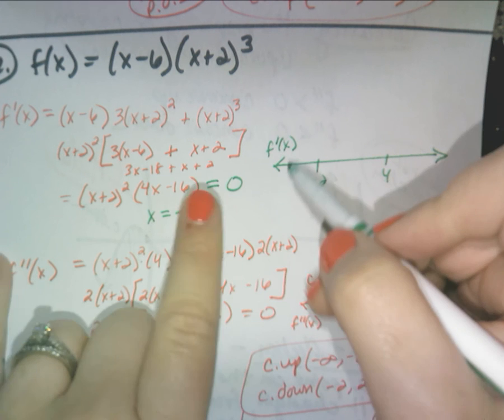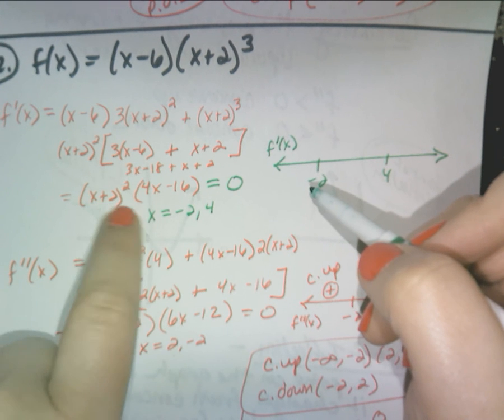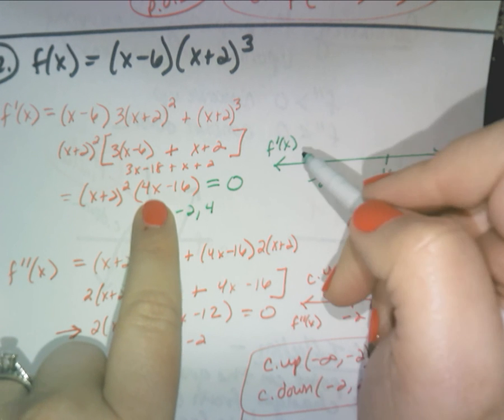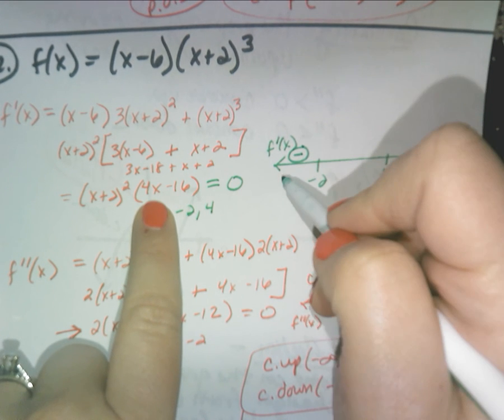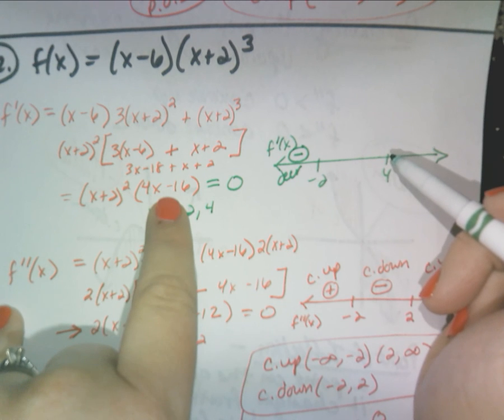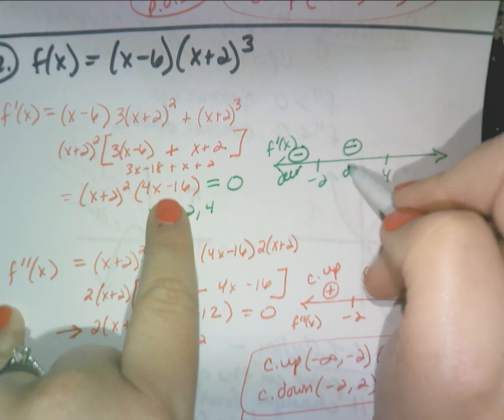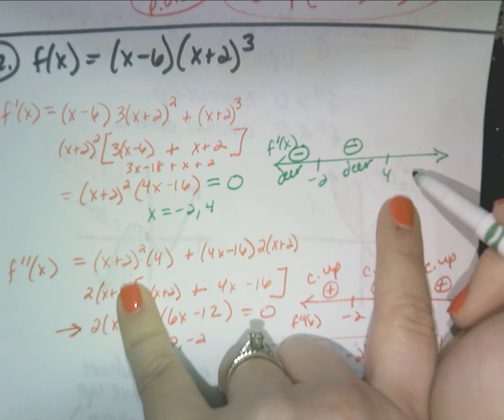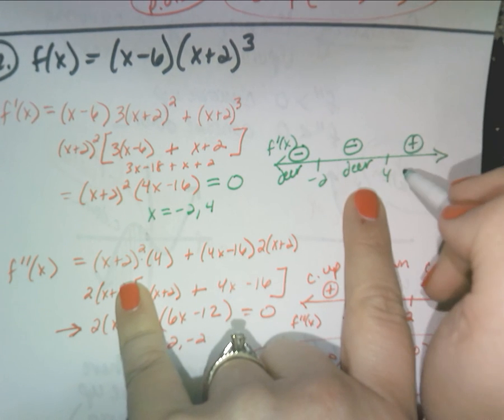So let's pick -3. That would make this positive no matter what. So I'm just going to plug -3 here all the time. Is that negative? So it's decreasing. Good job. Plug in 0 would be negative, decreasing. Plug in 5 would be increasing.